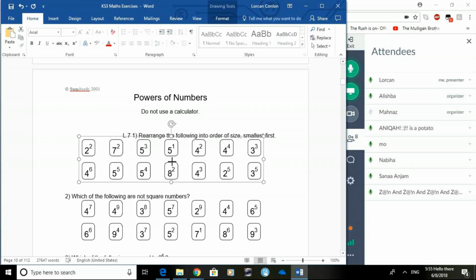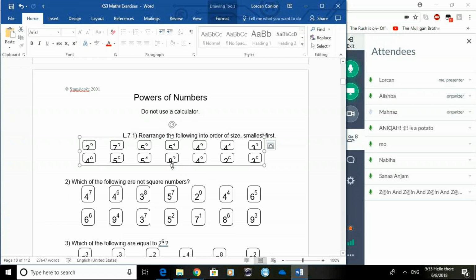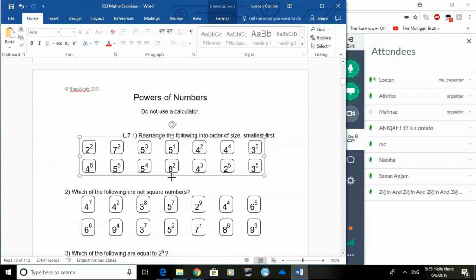So sorry, that's bad. Right, hold on, guys. Ignoring this bottom row, okay? So only looking at 2 to the power 2, 7 to the power 2, 5 to the power 3, 5 to the power 1, 4 to the power 2, 4 to the power 4, 3 to the power 3. So only this top row. Let's try and rearrange them into order of size, okay?